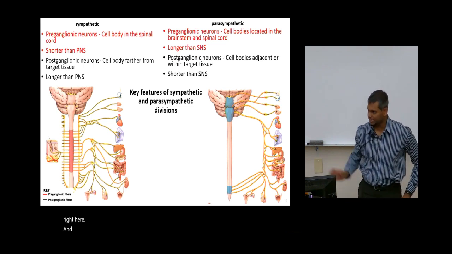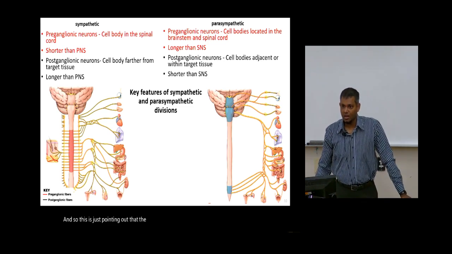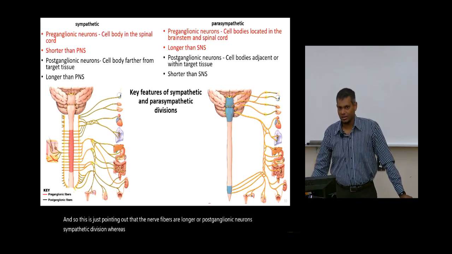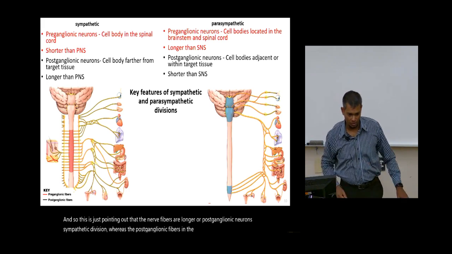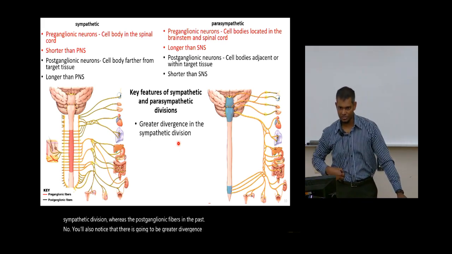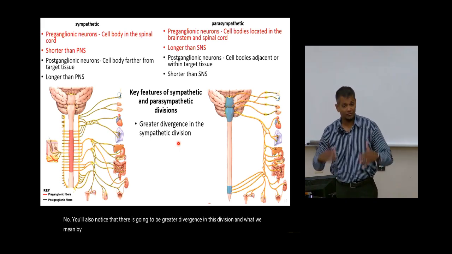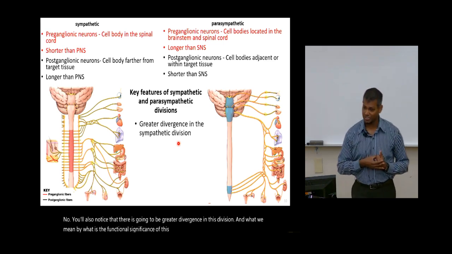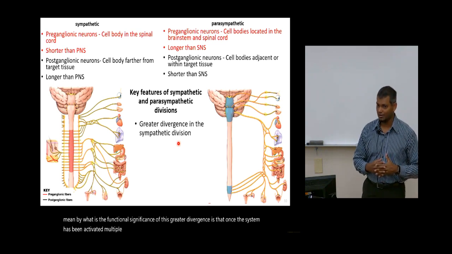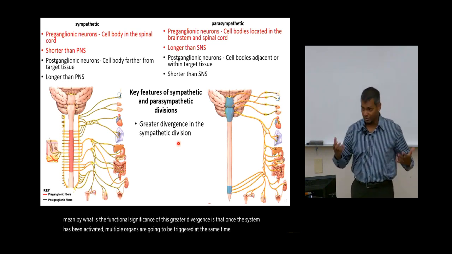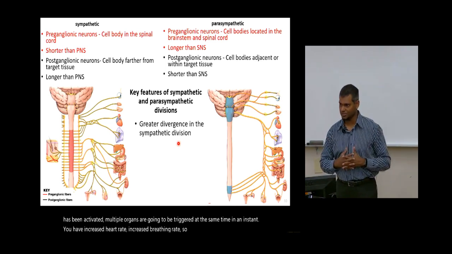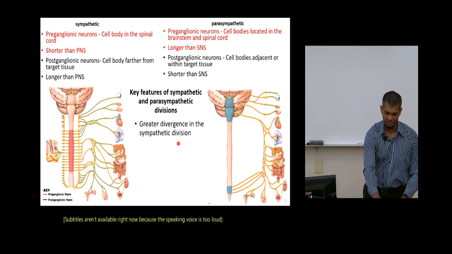And yeah, so this is just pointing out that the nerve fibers are longer for the postganglionic neurons in the sympathetic division, whereas the postganglionic fibers in the parasympathetic division are much shorter. Now you'll also notice that there is going to be greater divergence in the sympathetic division, and what we mean by the functional significance of this greater divergence is that once the sympathetic system has been activated, multiple organs are going to be triggered at the same time. In an instant you have increased heart rate, increased breathing rate, so multiple organ systems are activated at the same time for the sympathetic division.